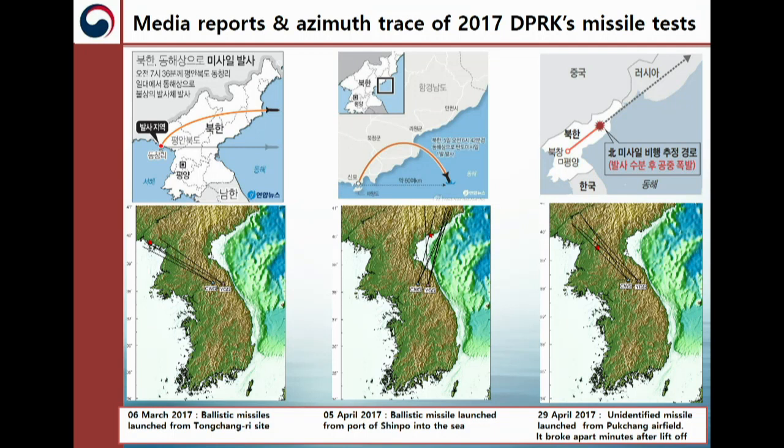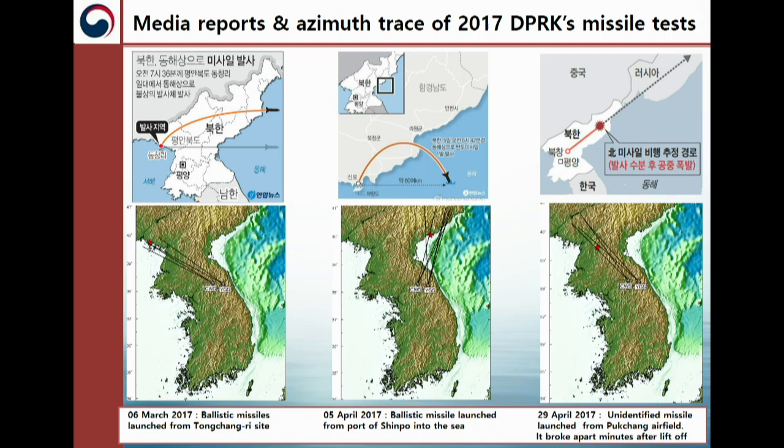and I am just showing 3 cartoons or media reports of the 2017 DPRK missile tests launched from the Dongchangni site, the middle one is Sinpo port, and the right panel is indicating Bukchang airfield. These 3 missile tests were launched from west to, of course, launch to the east because they cannot target the missile to the west. The western side is China, so they would make a problem. So they launch it to the east, to fall into the ocean. So these three events were also detected very well.